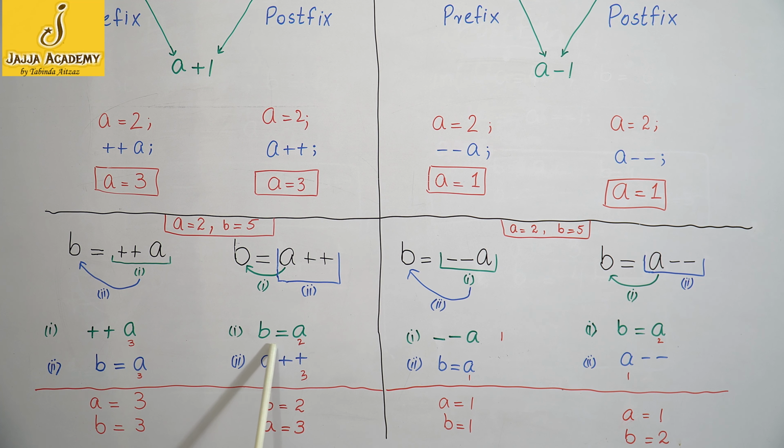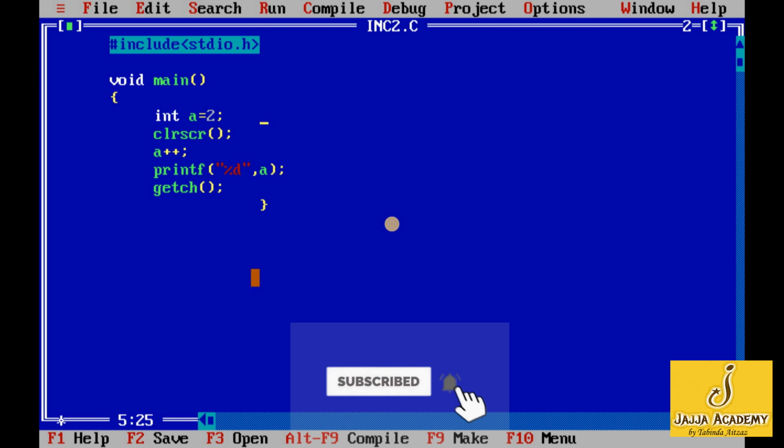After the execution of the assignment operator, the postfix increment operator will be executed. As you can see, in the first step, the value of a is 2. So 2 will be increased by 1 and it will be equal to 3. So after the execution of this statement, the value of variable b will be equal to 2 and a will be equal to 3. Here you can see the difference between outputs of prefix expression and postfix expression. The outputs are changed.